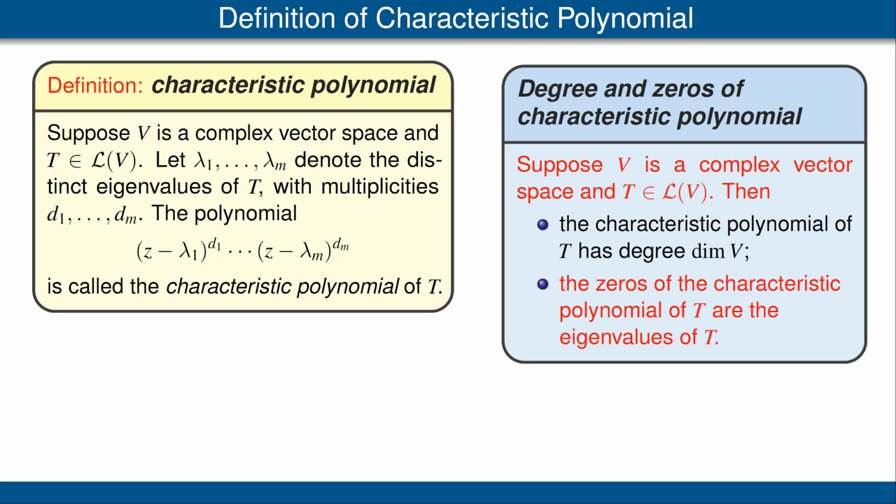Our second consequence of the definition is that the zeros of the characteristic polynomial of T are precisely the eigenvalues of T. Again, this follows immediately from the definition to the left. Many treatments of linear algebra give a definition of the characteristic polynomial using determinants. As we will see in a later video, that definition turns out to be equivalent to the definition given here.